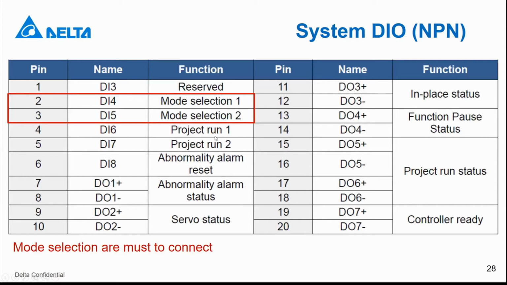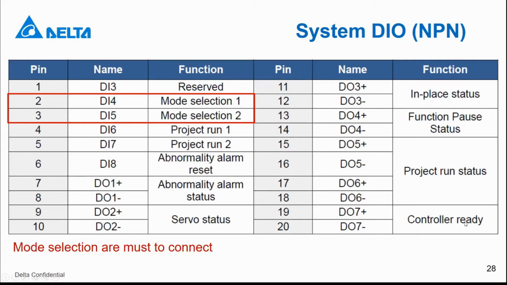And for others, you can control project state, like run project or stop project. And also you can reset the alarm of the robot from the digital inputs. And for the outputs, you can get the state of the robot, like abnormal alarm state, several states. Also in place means the robot reached the position. And also functional pause state. If the robot safety has been triggered, then this will be on. And also the project state, whether it's running or stopped.